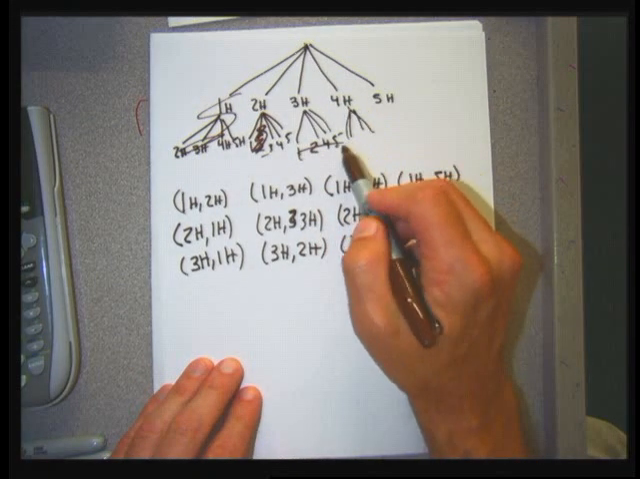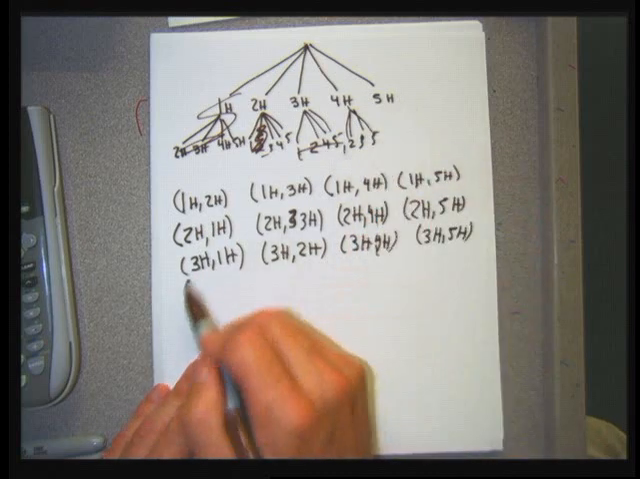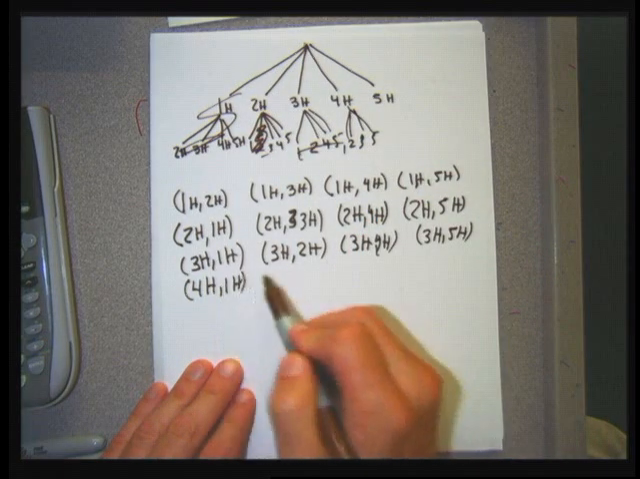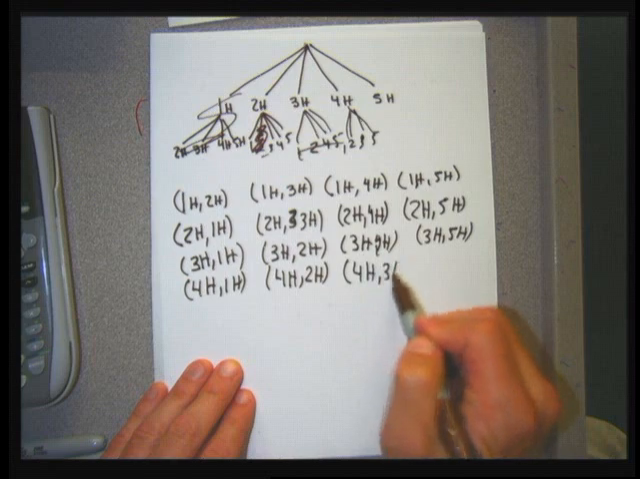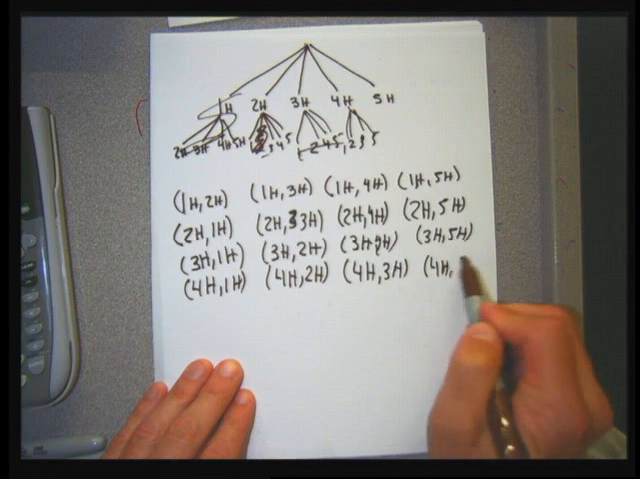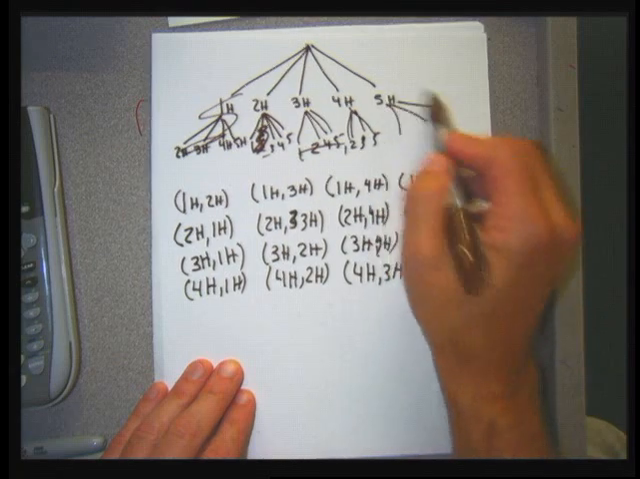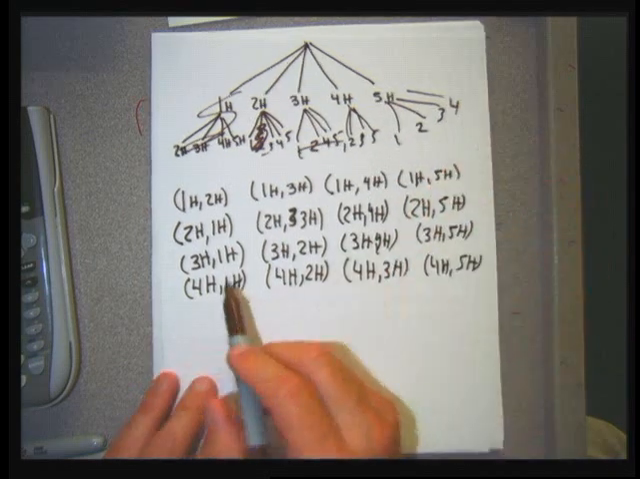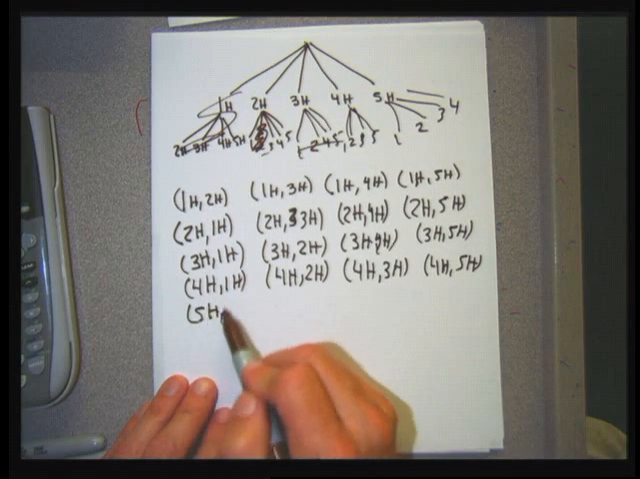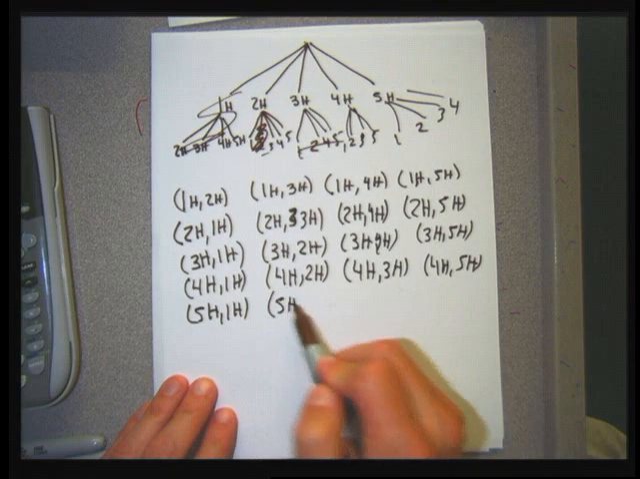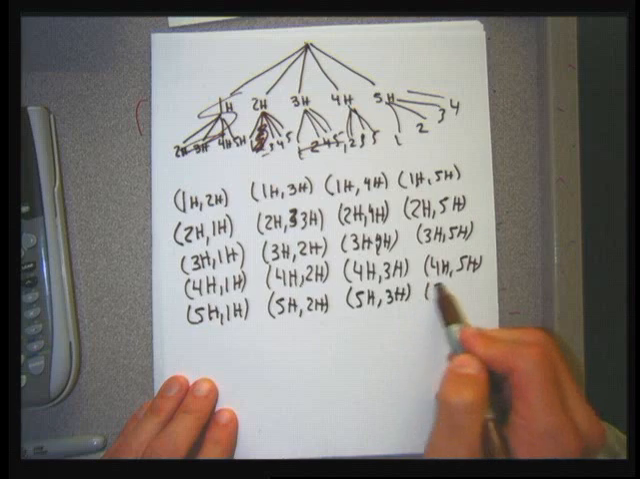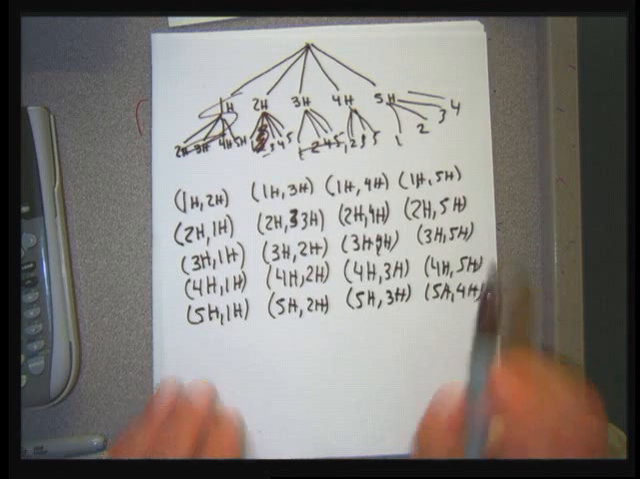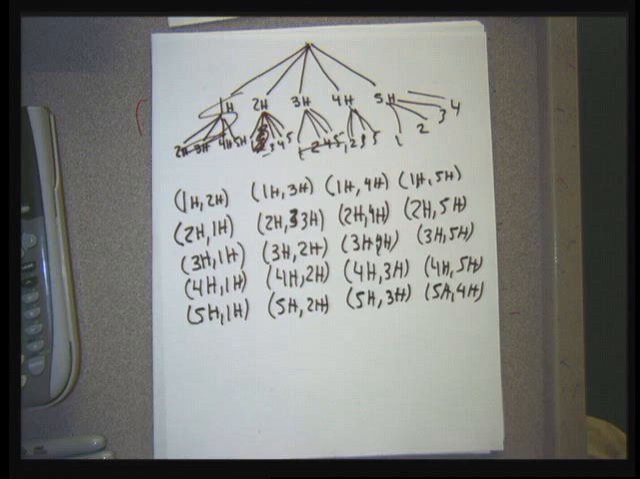With the 4, I can get the 1, 2, 3, or 5. So I could get the 4 of hearts with the 1 of hearts, the 4 of hearts then the 2 of hearts, the 4 of hearts then the 3 of hearts, and then the 4 of hearts then the 5 of hearts. And I do the same thing with the 5. If I get the 5 first, I can get the 1, 2, 3, or 4. So I can get the 5 of hearts then the 1 of hearts, the 5 of hearts then the 2 of hearts, the 5 of hearts then the 3 of hearts, and the 5 of hearts then the 4 of hearts. If I can list a sample space, I can really do probabilities quickly.